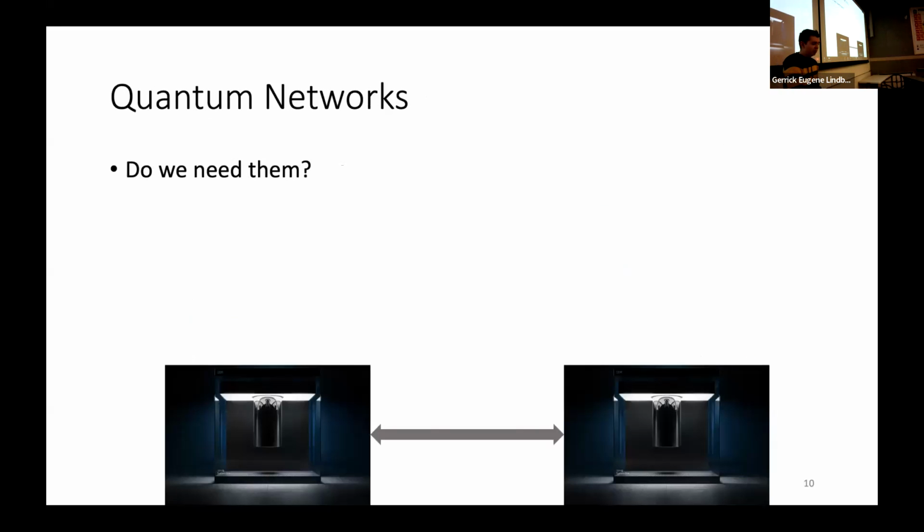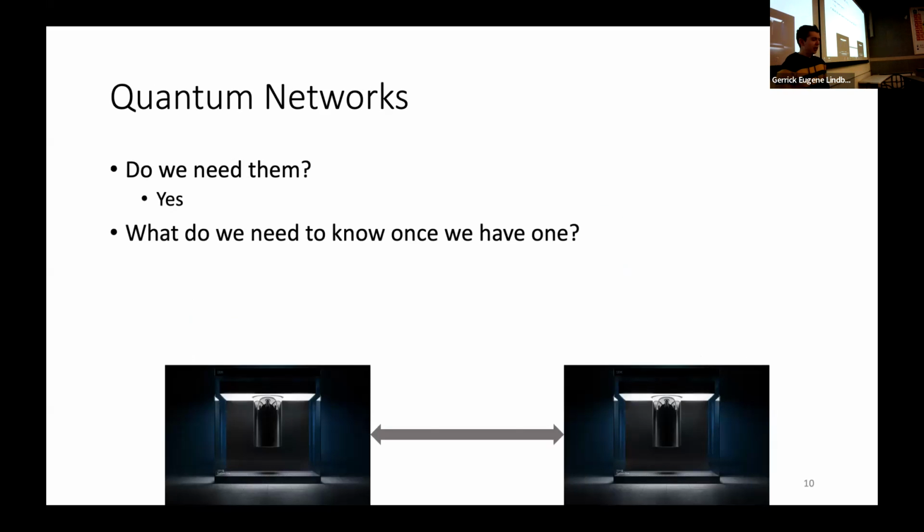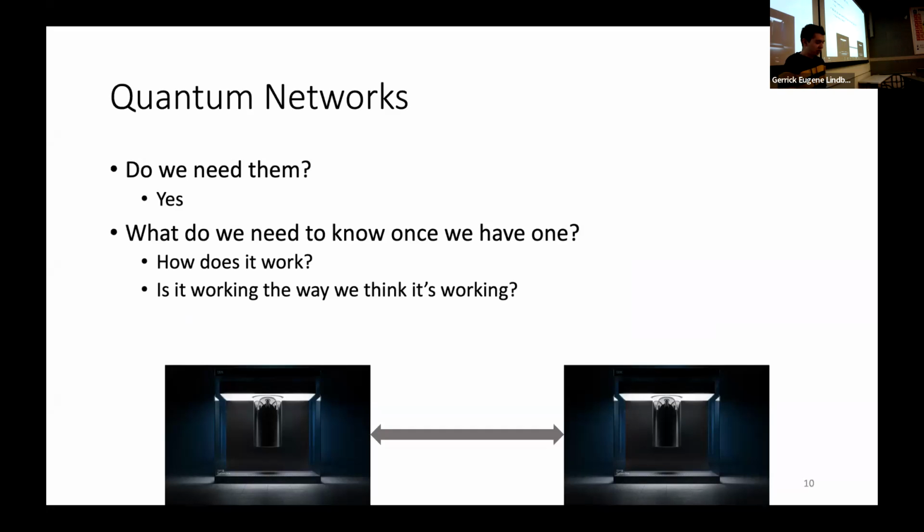And so to go back to quantum networks, do we need them? Quick answer, yes. But then we need to think about, okay, if we need a quantum network, what do we need to know once we have one, right? So we need to know how does it work? How do we want it to work? Because we have to set up, what if we need to have 2 qubits make it to a computer at the same time? Which one gets measured first? We need to answer certain questions about how it works.